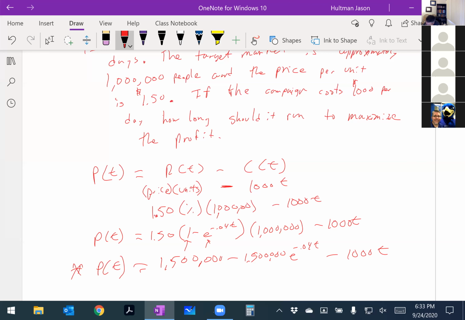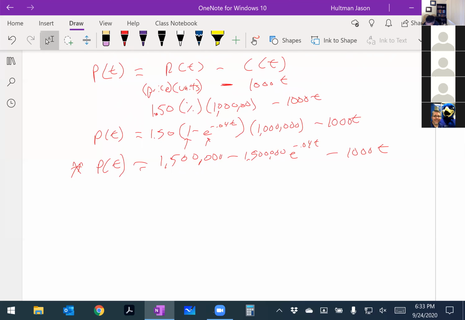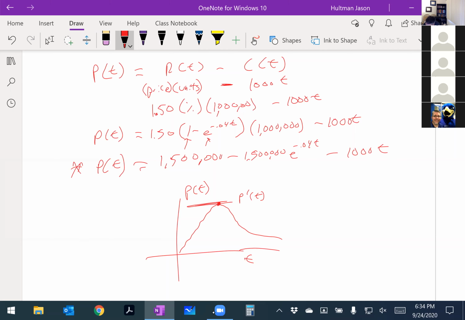So when the profit reaches its maximum, if I were to graph t versus P of t, it'll climb and then it'll peak and then it'll go down, right? So its maximum value will be at the very top of this mountain. The derivative, or P prime of t, the slope of the tangent line there, would be the slope of a horizontal line. And the slope of a horizontal line is 0. So the maximum profit will occur when the derivative is equal to 0.